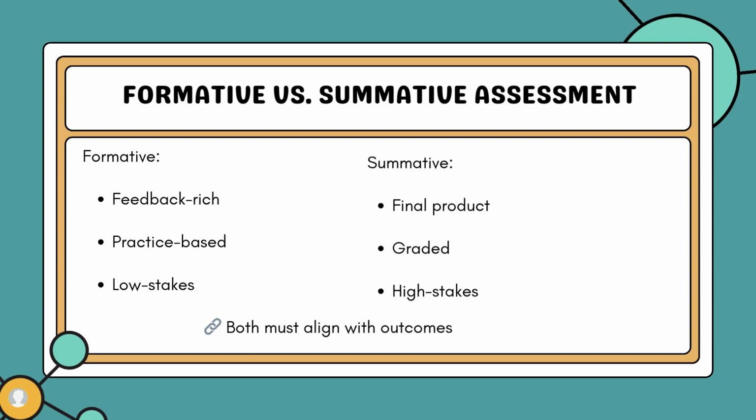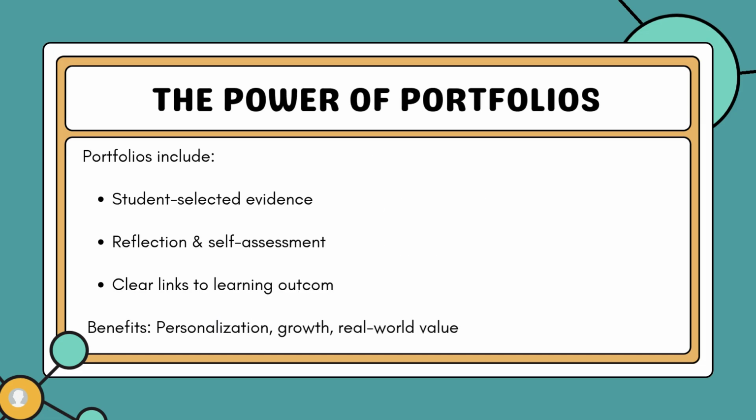On the other hand, summative assessment occurs at the end of a unit or course to evaluate the overall learning and assign grades. It measures how well the students have met the learning objectives. Examples include final exams, projects, and standardized tests. In short, formative assessment supports learning as it happens, while summative assessment judges learning after instruction is complete.